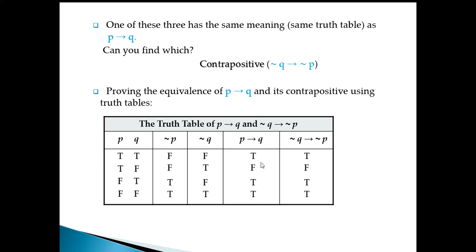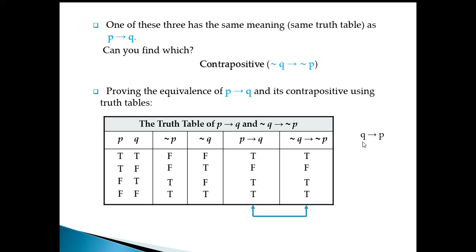So now you can see that in this column and this column, the truth values, true false true true and true false true true, are identical in both columns, right? So according to this, we can say that P implies Q is equivalent to negation of Q implies negation of P, right? Similarly, suppose we have Q implies P, so what will be the contrapositive of this?